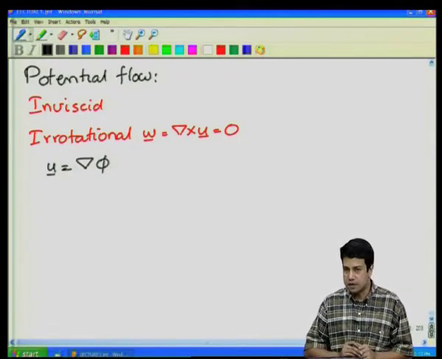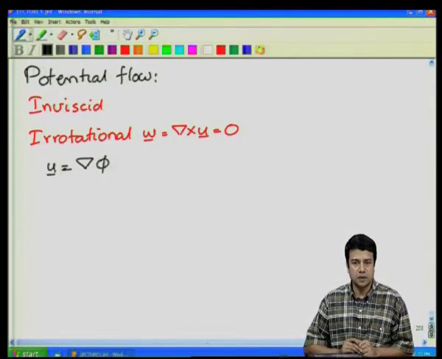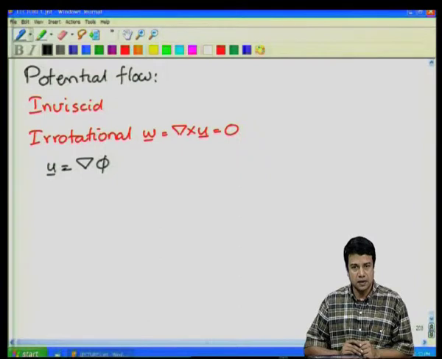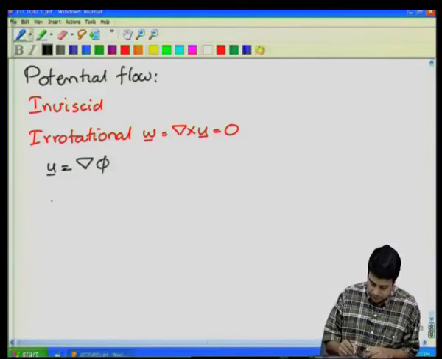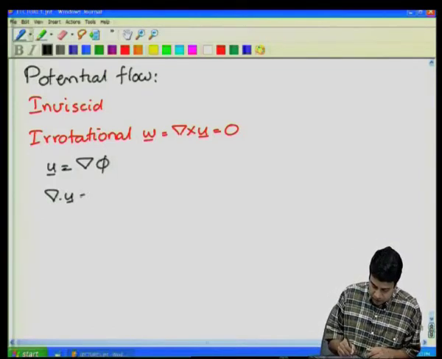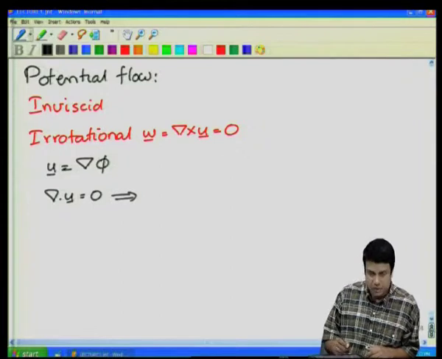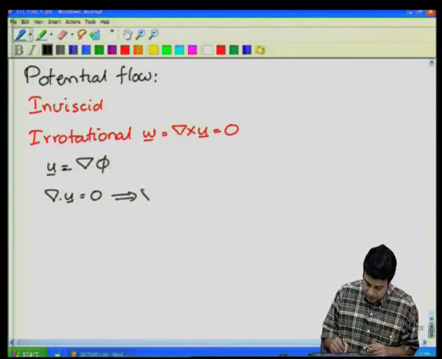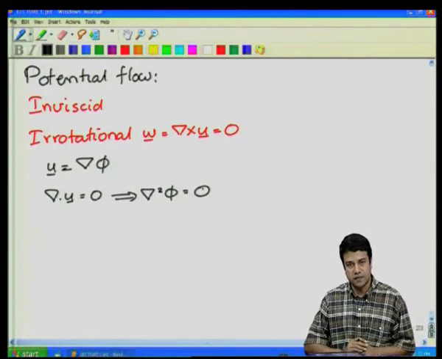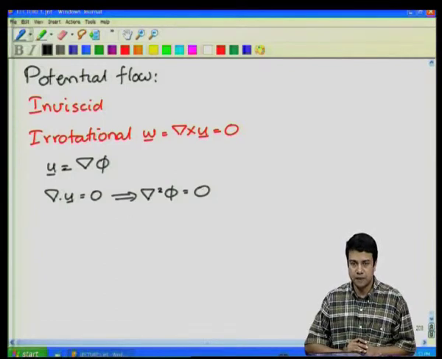And this expression can be substituted into the mass and momentum Navier-Stokes equations. The mass conservation equation requires that the divergence of the velocity is equal to 0. And what that straight away implies is that the Laplacian of the potential has to be equal to 0, that is del square phi is equal to 0, where phi is the velocity potential.